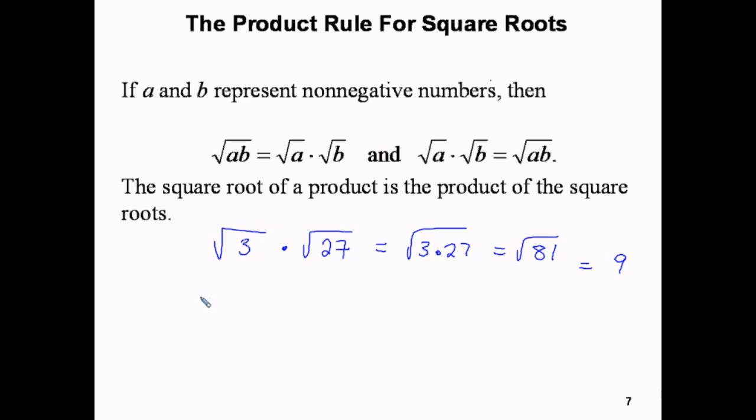Going the other way, for simplifying, if I take the square root of 200, not a perfect square, but if I split it, 100 is a perfect square. So what I end up with is 10 times the square root of 2. I can take the square root of 100, and I leave the square root of 2 hanging around because I can't simplify it any further. So that's what we use this product rule for. We can split or smash square roots together in order to simplify them.